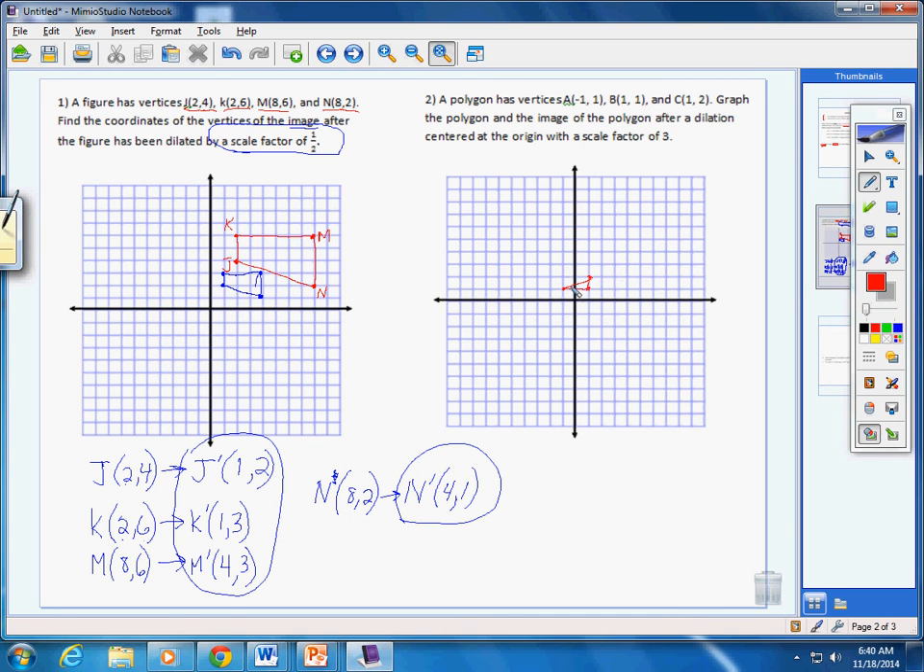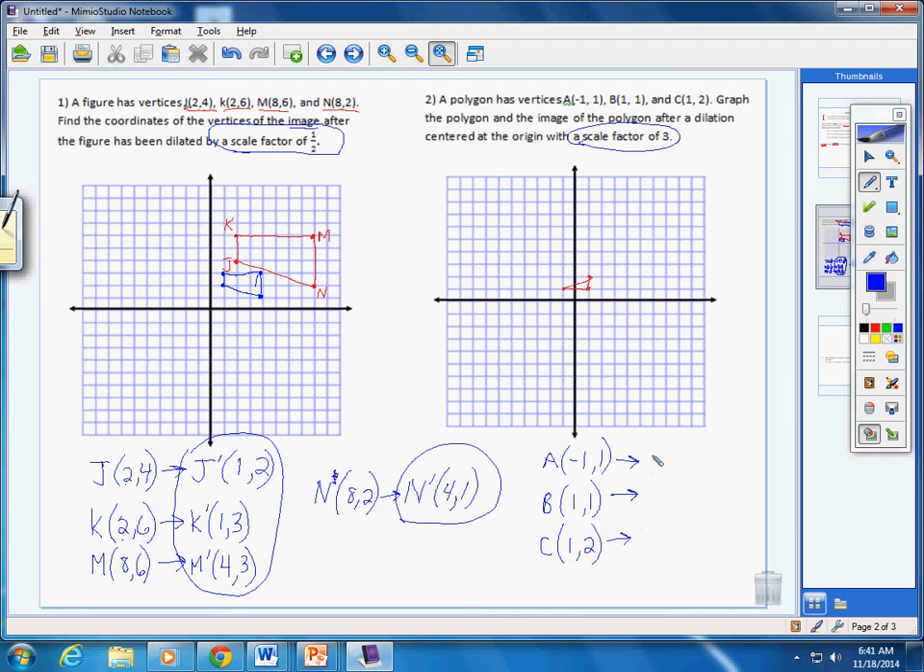It says graph the polygon, which we did, and the image of the polygon after a dilation centered at the origin by a scale factor of 3. So that means take our original points, and since our scale factor is 3, all we're doing is multiplying our points by 3. So I'll write all these out. A was negative 1, 1. B was 1, 1. These are perfect guides for you. We're going through these examples, so when you have these exact same types of problems on your homework, you have these examples worked out for you, so you need to refer back to them.